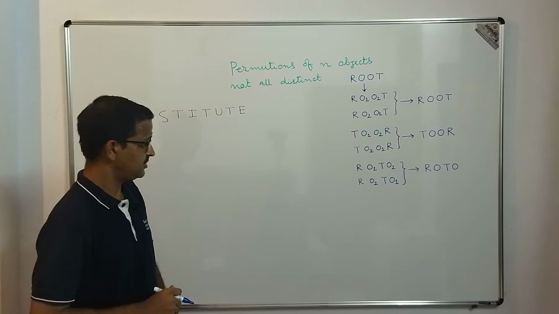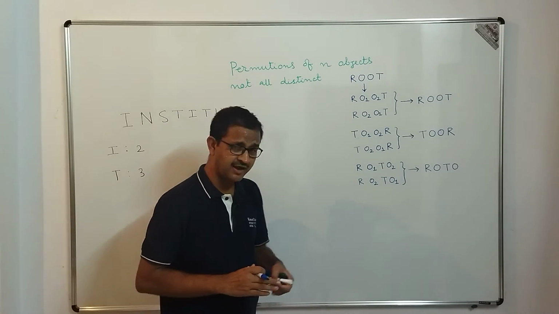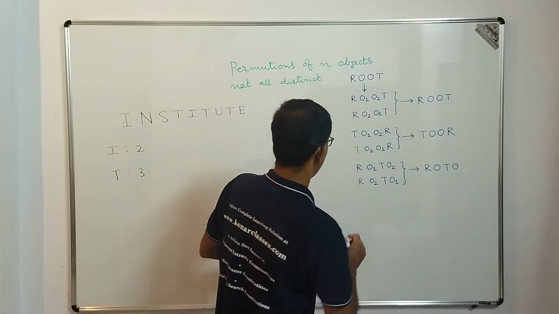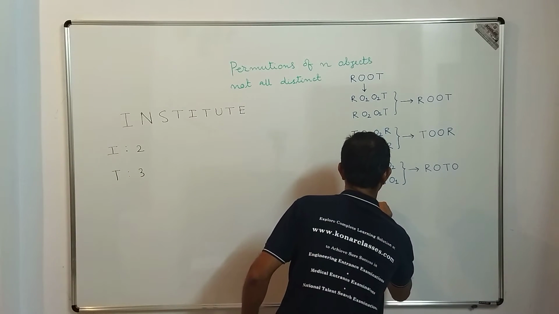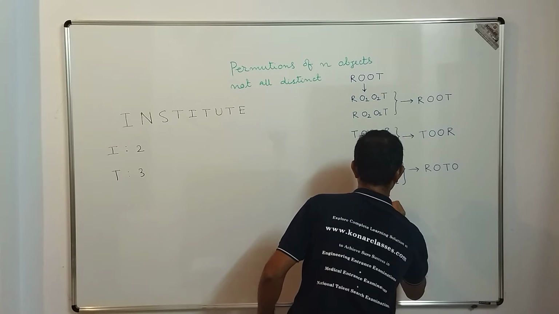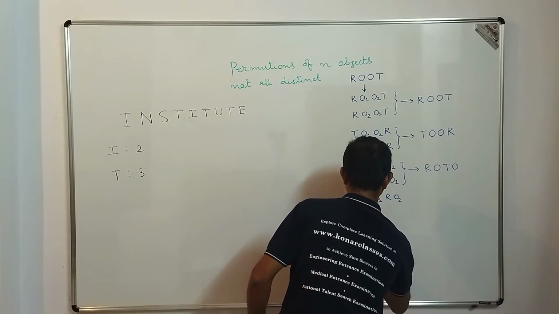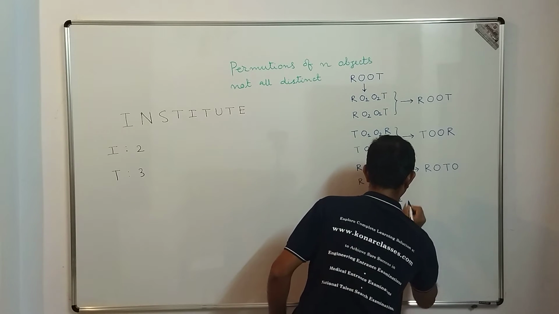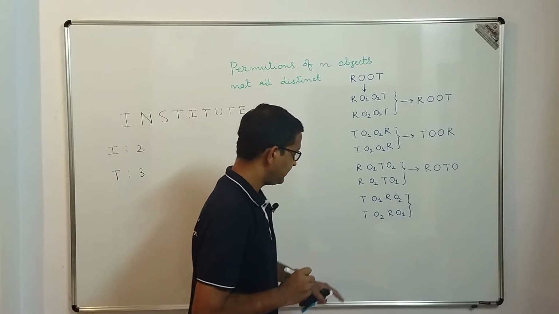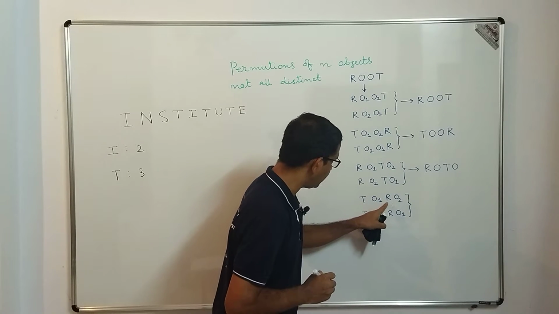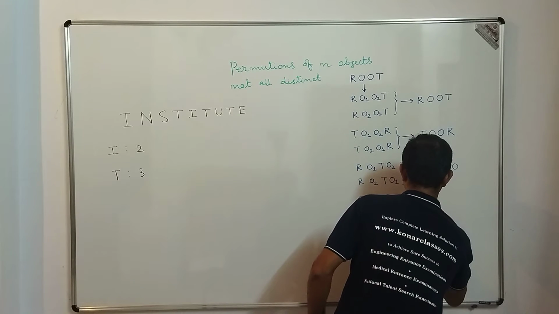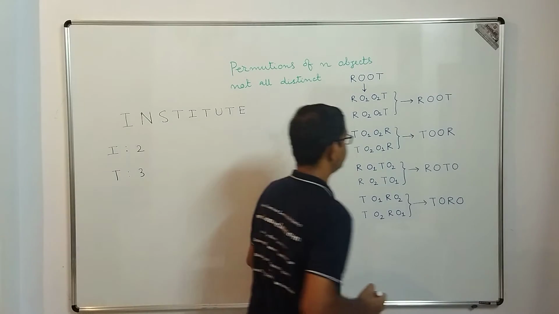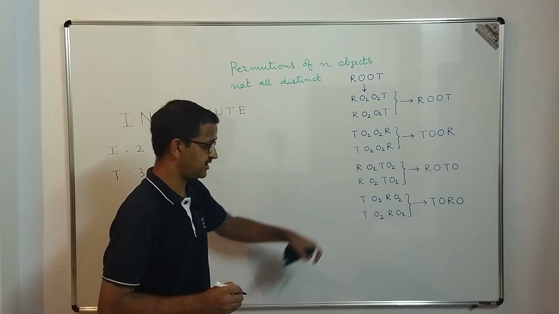Correct or not? In the similar manner, we get another one: T O1 R O2, and T O2 R O1, and these two arrangements will be clubbed together as TORO. Correct? So we get this arrangement as TORO. So we get 4 such arrangements.